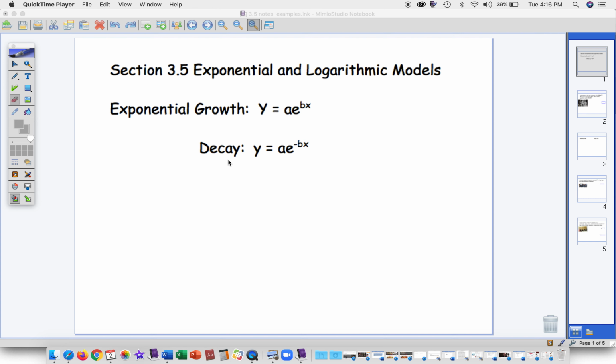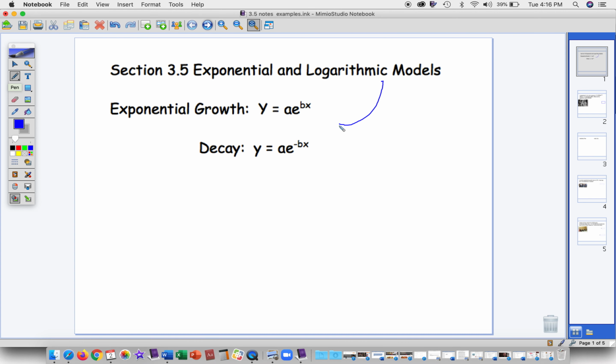For the decay model, the only difference is that the rate is a negative rate. If you think about the graph of an exponential, the parent function usually increases. When we reflect that graph over the y-axis, and that's what this negative does, it becomes a decreasing function. So with a positive rate, we have an increasing model, increasing exponentially, and when the rate is negative, it's going to decrease.